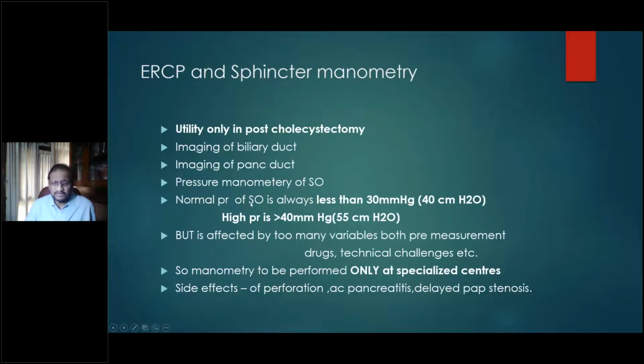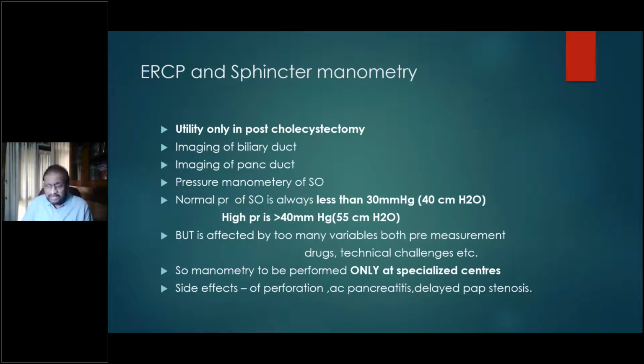Now, normal pressure of the sphincter of Oddi should always be less than 30 millimeters of mercury or 40 centimeters of water, always. If you have anything more than 40 millimeters of mercury or 55 centimeters of water, that tells you probably this patient has got a dysfunction of the sphincter of Oddi. That is almost confirmatory of a problem with the sphincter of Oddi.